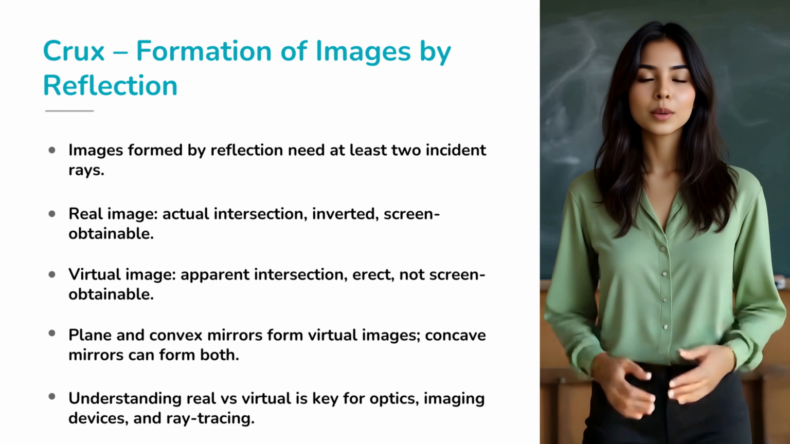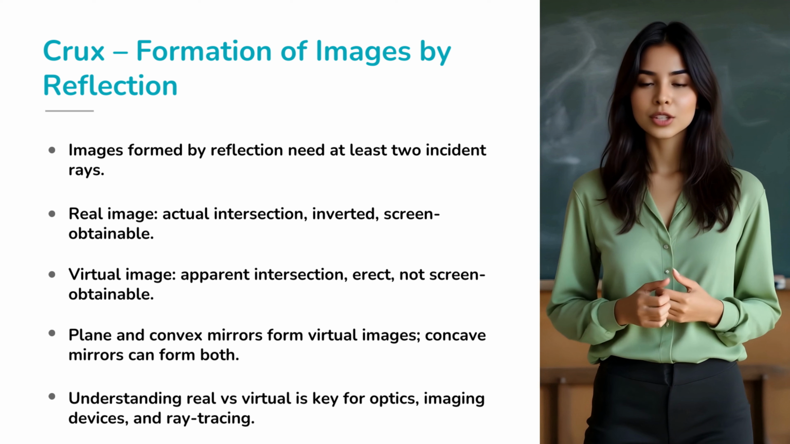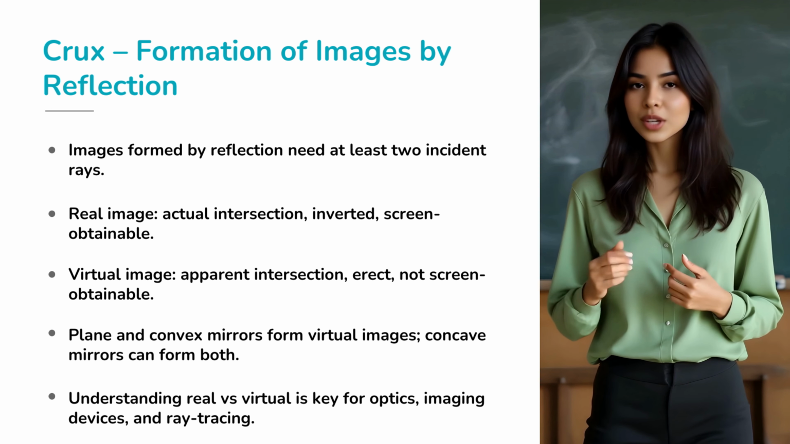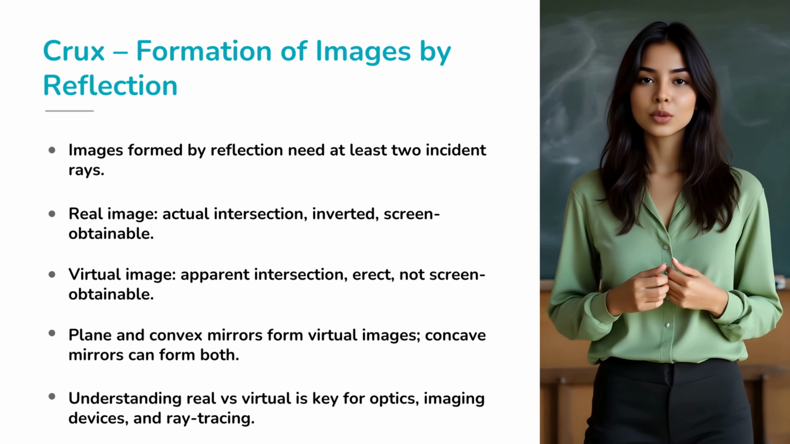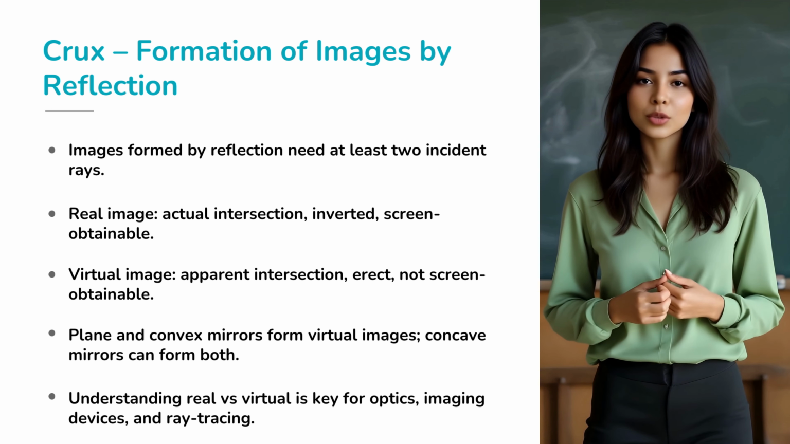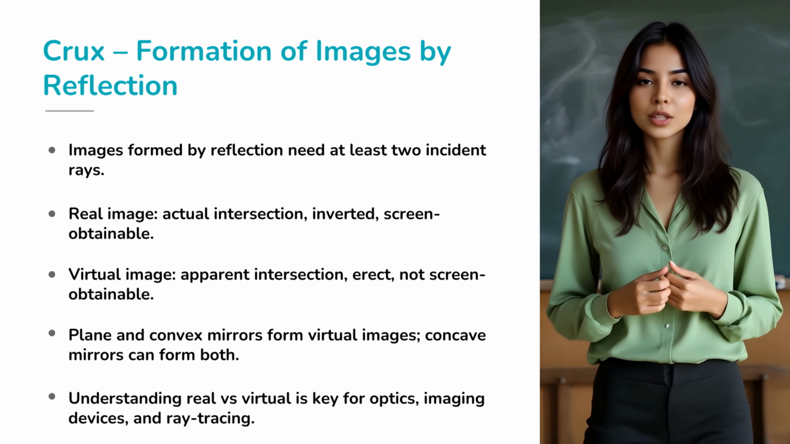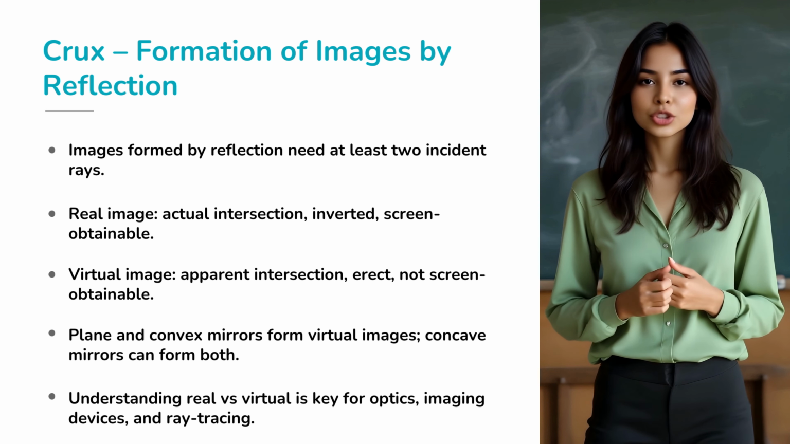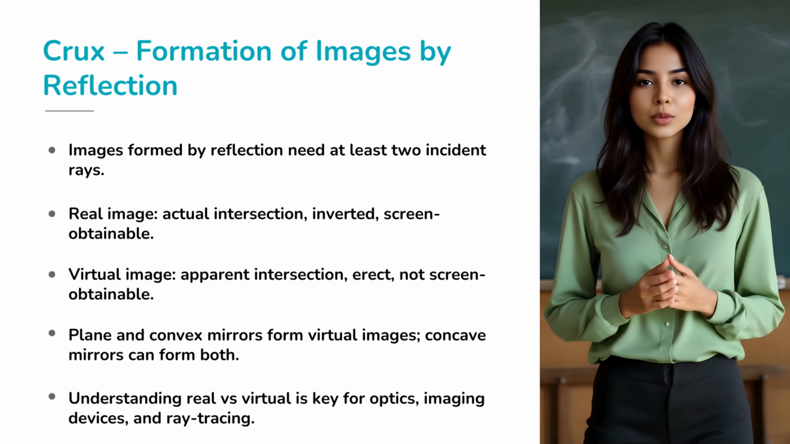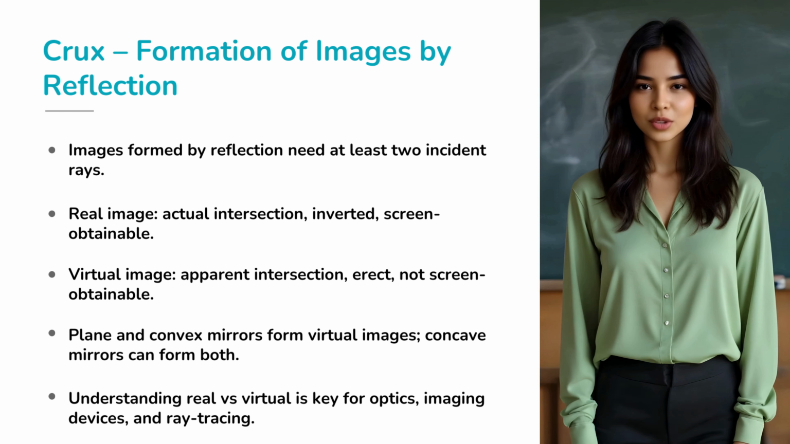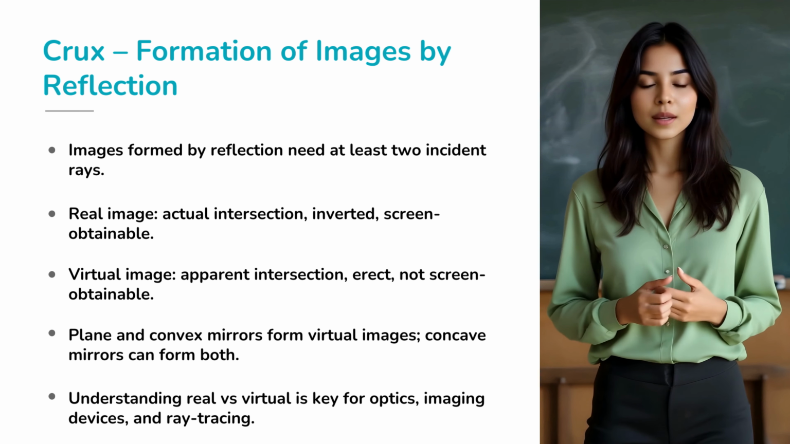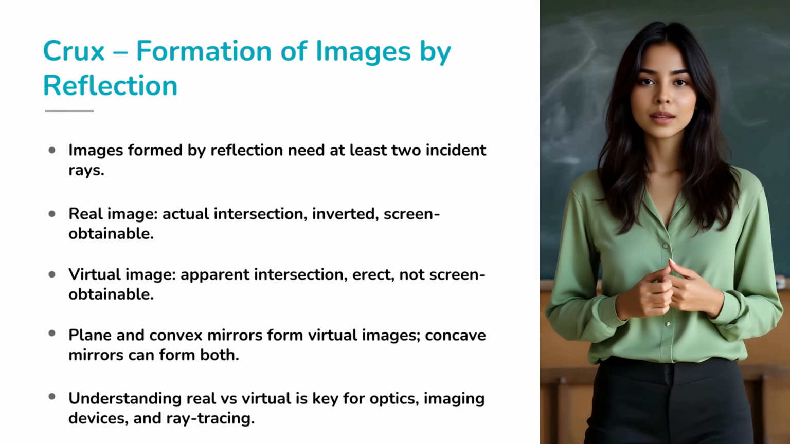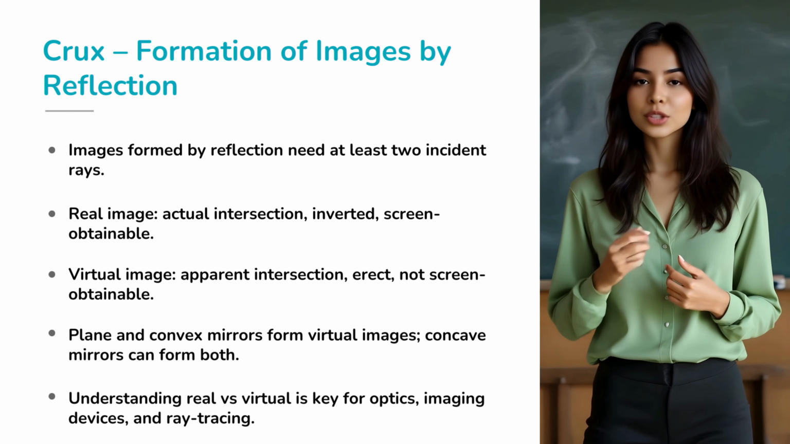Alright, time to wrap up. Image formation by reflection relies on tracing at least two rays from each object point. If the rays actually intersect, you get a real image, inverted and screen obtainable. If they only appear to intersect, you get a virtual image, erect and non-screen obtainable. Plane and convex mirrors form only virtual images. Concave mirrors are versatile. They can form both depending on object position.